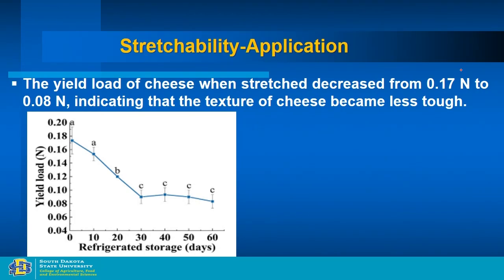They also measured the yield load of the cheese when stretched. It decreased from 0.17 Newton to 0.08 Newton. So initially it's harder or elastic cheese, so the yield load is higher, and it started decreasing as the storage time increased.